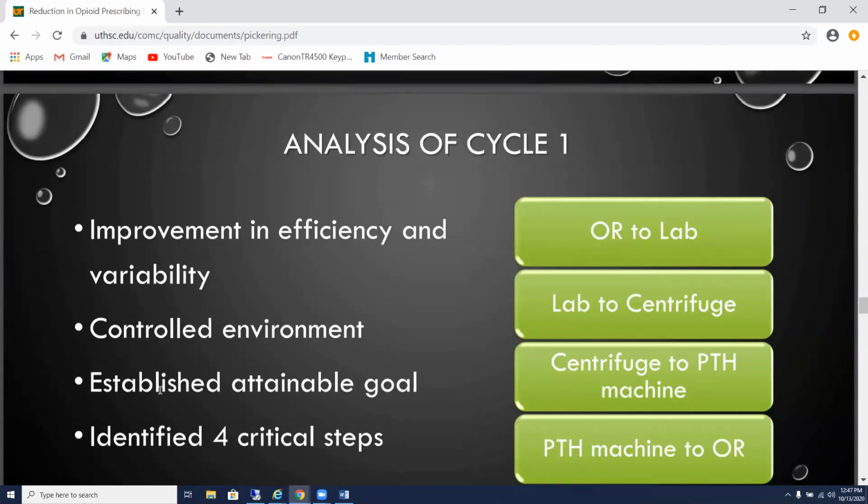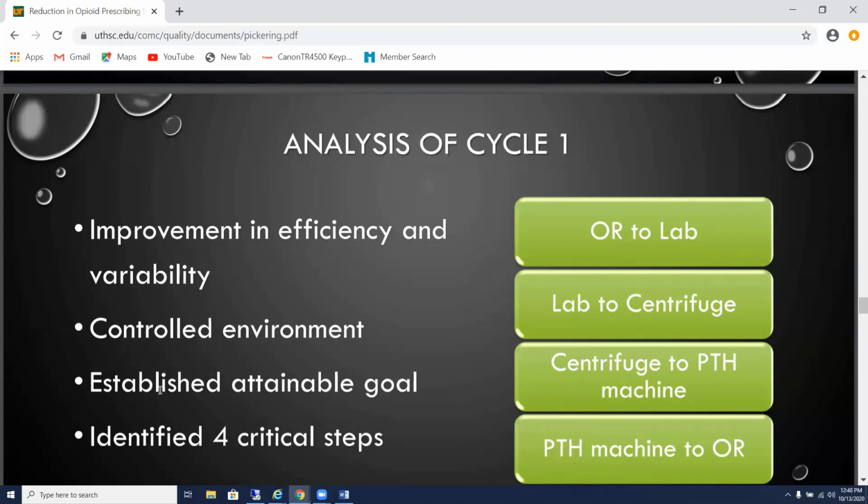So, as I said, we had a significant improvement in efficiency and variability in the lab result during these simulations. It provided a controlled environment for us to test a lot of different ways that we could improve the process. This isn't a case that we do every day, so this allowed us to make a lot of changes in a short period of time. It also established an attainable goal for us to shoot for in real cases.